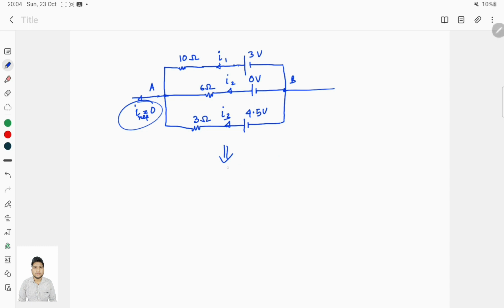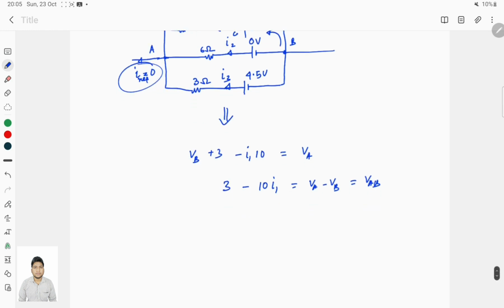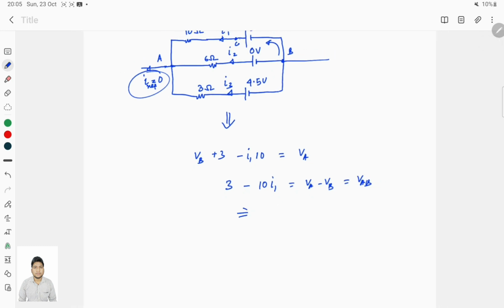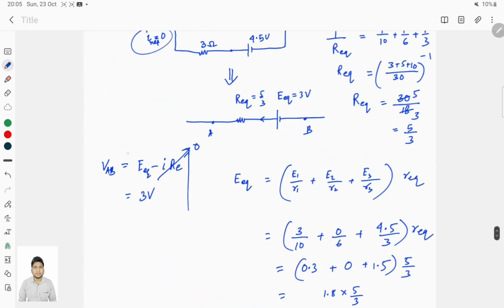From point B, VB plus 3 volt. If you go from B to C, the voltage increases by 3 volt. Then due to current flow the voltage decreases when we go to point A, by IR, so I1 into 10, which equals VA. So 3 minus 10 I1 equals VA minus VB, that is VAB. Solving this, we get I1 equals 0, because from the equivalent battery circuit we found that VAB equals 3 volt.